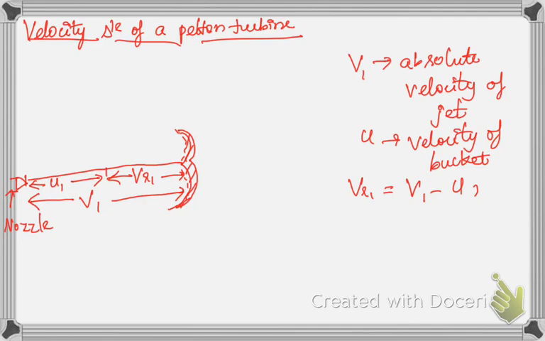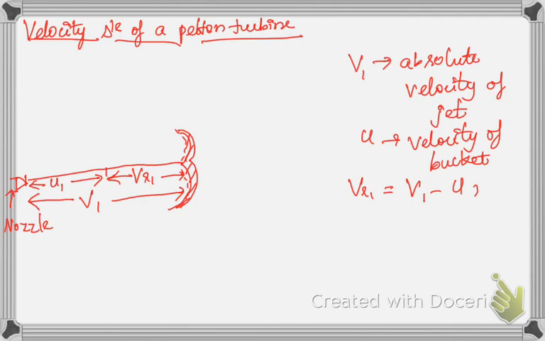The velocity of the jet with respect to the bucket is known as relative velocity. In simple terms, if you are going for a walk in a park, one person will be going at a speed of 10 km per hour, another person at a speed of 8 km per hour. When you give a relationship between these two, that is called relative velocity. Okay, so this is the inlet velocity triangle of a Pelton turbine.